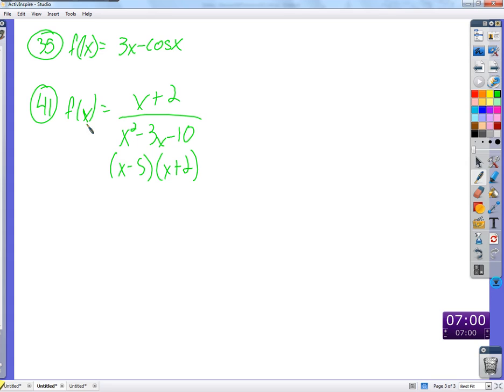We also have a hole at 5. And that's what it's asking us to do: find out where there's discontinuity and whether or not at those places it's removable or non-removable. So we just said at x equals what? Negative 2. At negative 2, we have removable. And is there anything else? At x equals 5, there's non-removable.